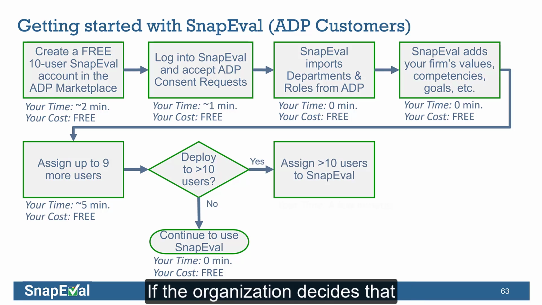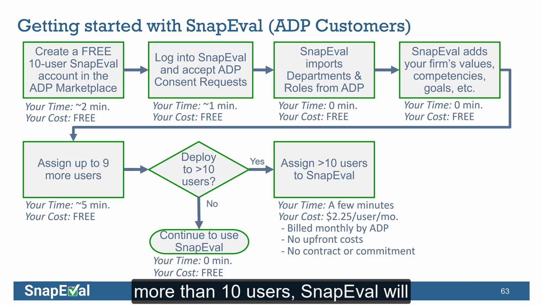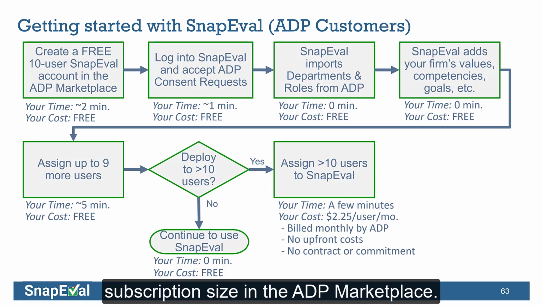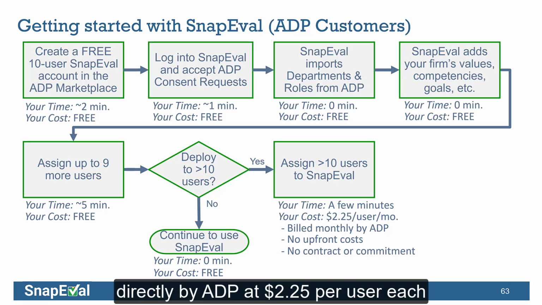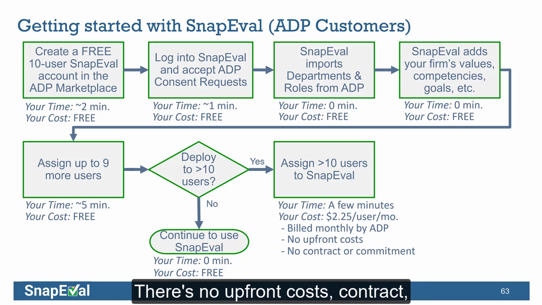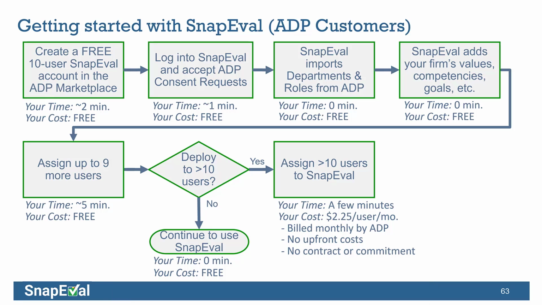If the organization decides that it would like to deploy SnapEval to more than 10 users, SnapEval will have the organization change its subscription size in the ADP marketplace. The organization will then be billed directly by ADP at $2.25 per user each month based on the subscription size. There's no upfront costs, contract, or commitment, and the organization can cancel anytime and take all of its data.